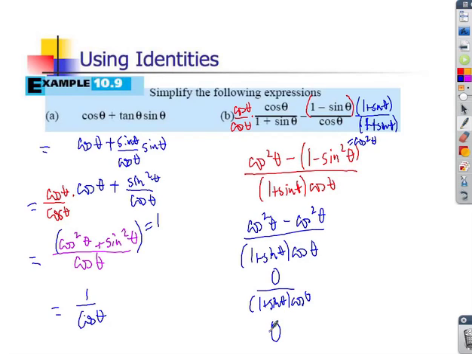The other thing you could have done, if you would have expanded these or distributed the negative onto the brackets, you would have got cos squared theta minus 1 plus sine squared theta, and again, over that same denominator, 1 plus sine theta cos theta. Again, the interesting thing that happens here, wherever you see a combination of cos squared theta plus sine squared theta, you can replace that with 1, and it would be 1 minus 1 in the numerator, which would also reduce to 0. All right? Good.